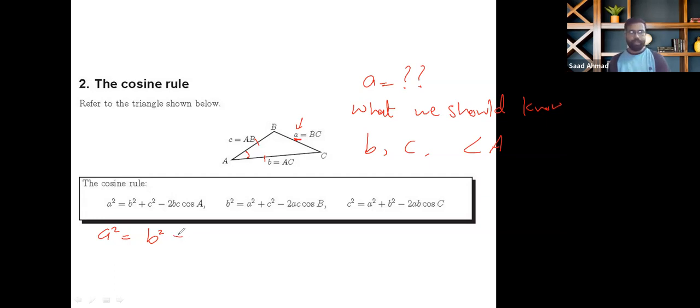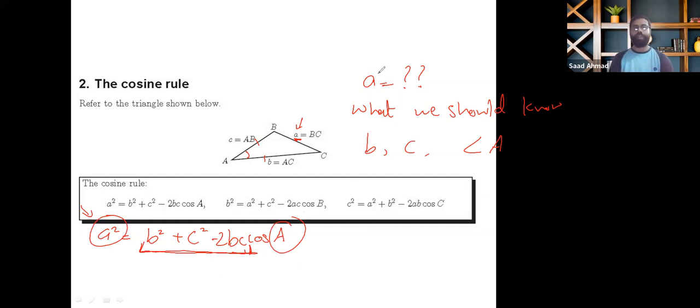a squared equals b squared plus c squared minus 2bc cos A. So you will not see the a on this side again. a is on this side, there is no small a on this side. There is a capital A, which is the angle.